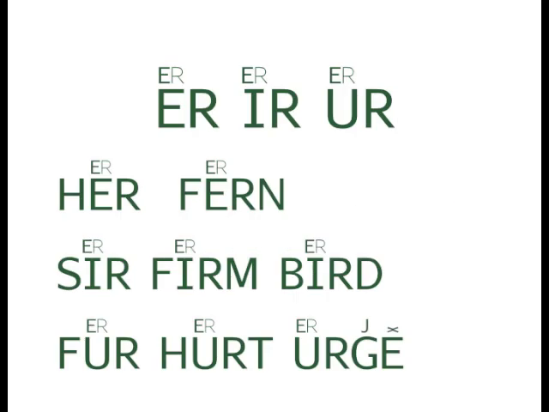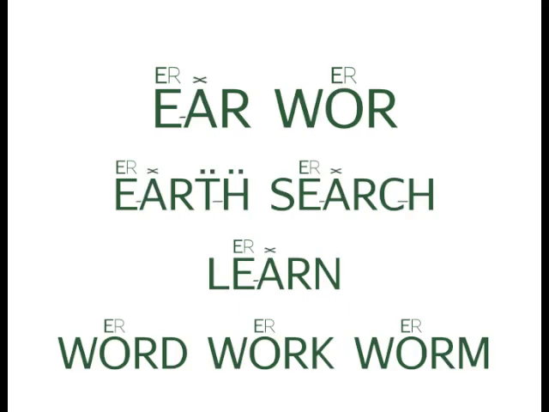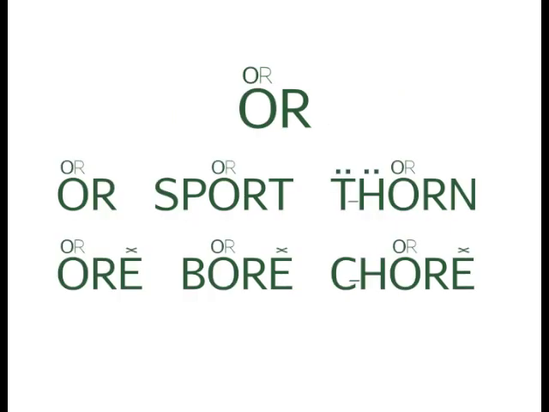Many short words with ER, IR, and UR say ER. When W is followed by an OR, it will not make its normal sound of or, but it will say ER. EAR can also say ER. AR normally makes the sound R, like in these words. And OR normally makes the sound of or, like in these words.